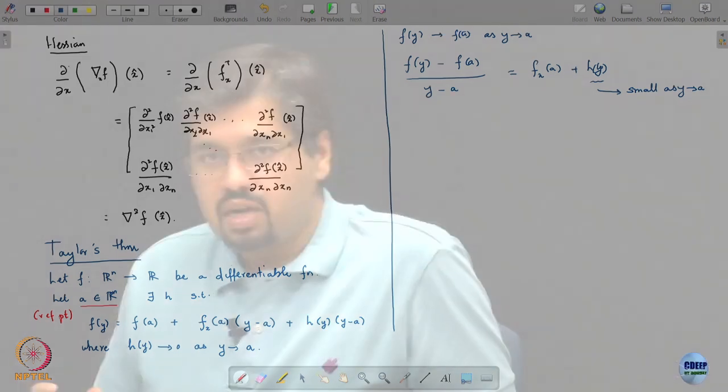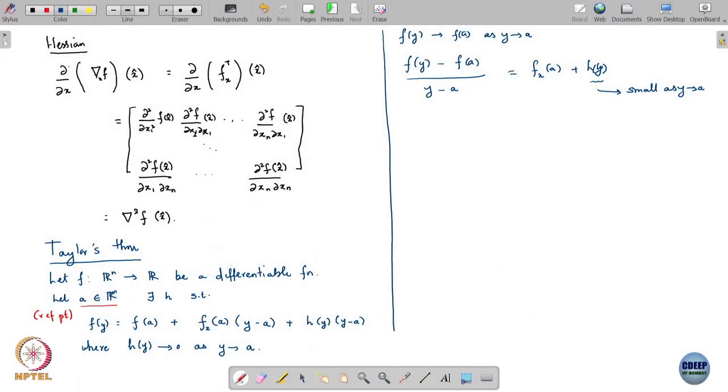It is not only telling you that the function values near a are close to f of a, that we already know, but it is also telling you how fast they approach f of a. They approach f of a at a rate that is linear in y minus a, and the constant of linearity there is roughly equal to f x of a. It's f x of a plus this h of y, where h of y becomes smaller and smaller as you come close. So all of optimization is about how fast different quantities converge. The relative rates at which different quantities converge is something that we keep exploiting all the time in optimization. So that is why an estimate like this one, which comes from Taylor's theorem, is, you can say, a cornerstone of optimization. Okay.